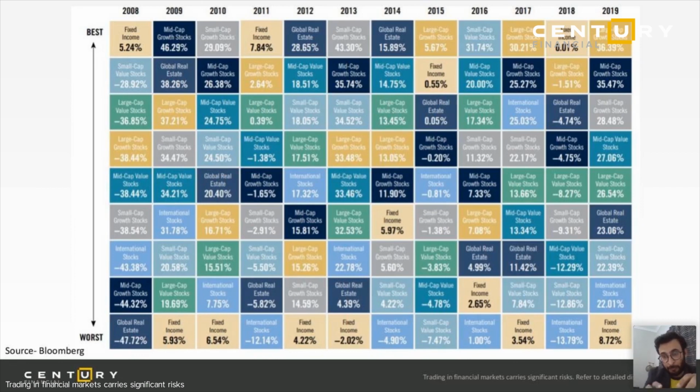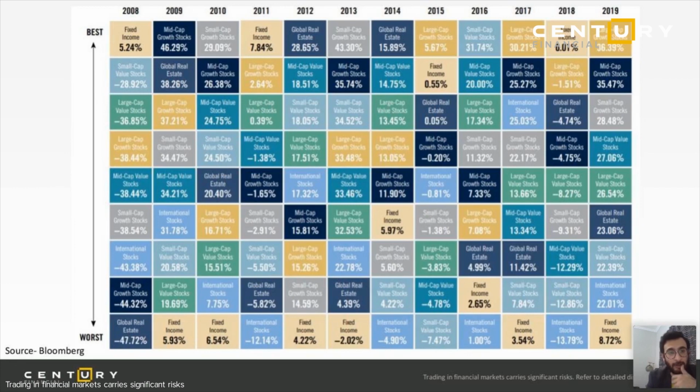Now, to predict what will happen tomorrow, you have to diversify into different asset classes. You cannot say that I will not invest into global real estate funds because in 2008 it crashed. Because if you see 2012, that was the best performing, right? So this is how we have to understand.